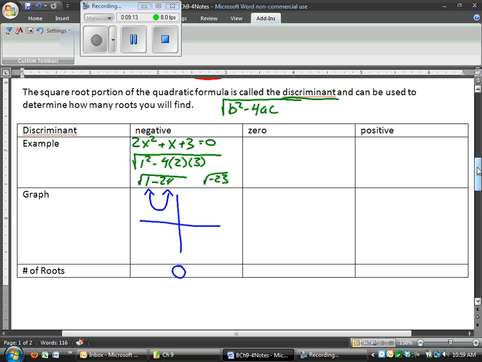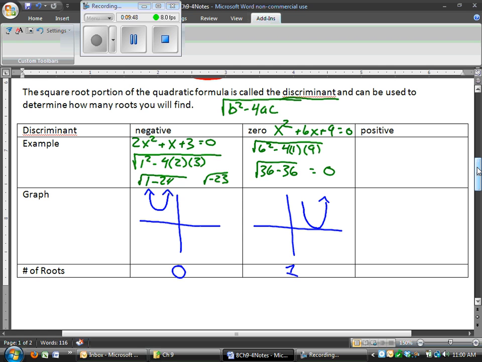So if I look at an example for 0 for the discriminant, I could have x squared plus 6x plus 9. So when I take the square root of this, I'll have 6 squared minus 4 times a times c, which gives me 36 minus 36, which is 0. Okay? If I get 0, that means I have one solution, and that was when my graph looks like this. It just touches the x-axis at one point.